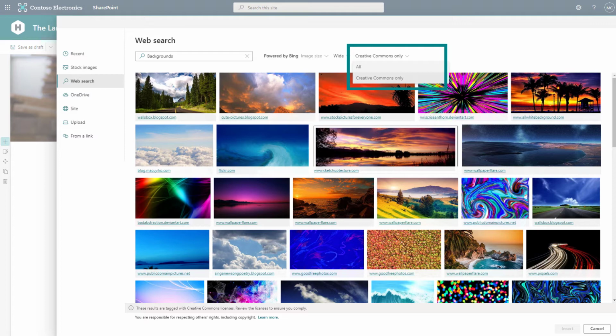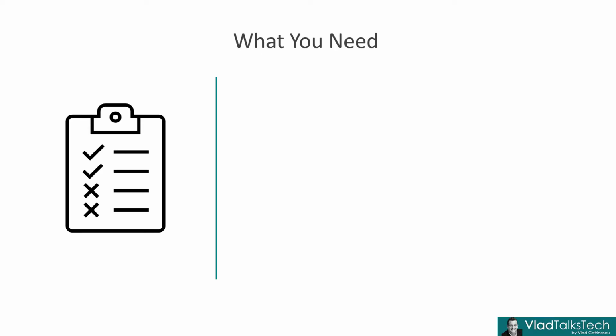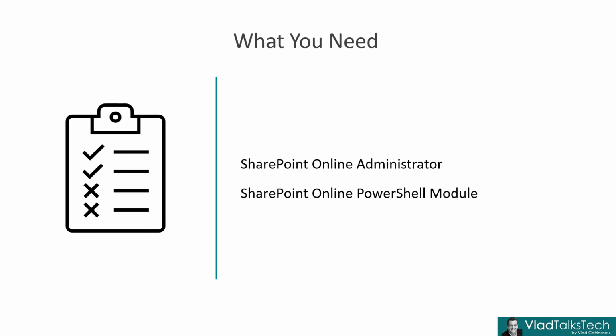However, users can easily switch to all results, and let's be honest, most information workers do not know what Creative Commons even means. They just assume that if they can pick it from their enterprise SharePoint Online system, they are good to go. So, how do we disable it? As this is a tenant level setting, you need to be a SharePoint Online administrator, and you also need to have the SharePoint Online PowerShell module.